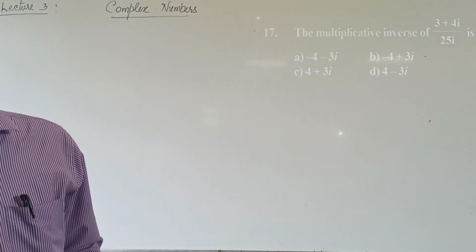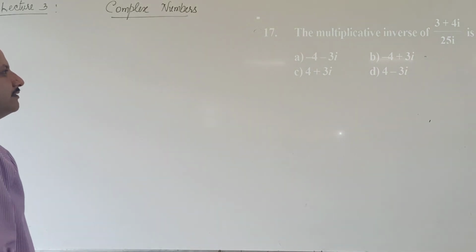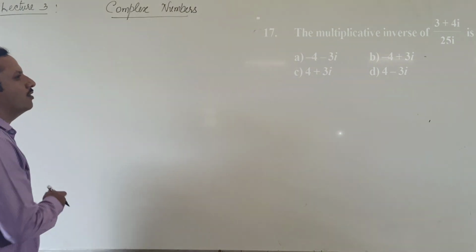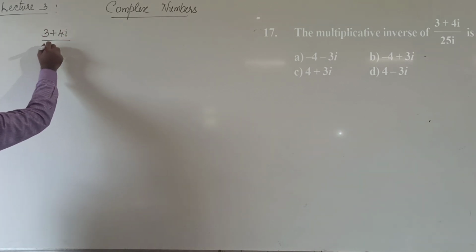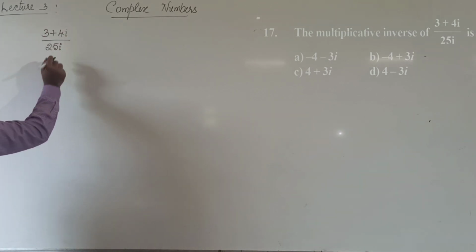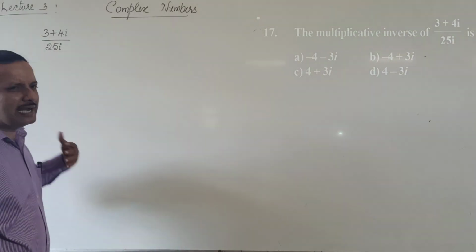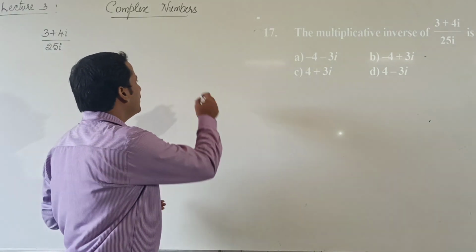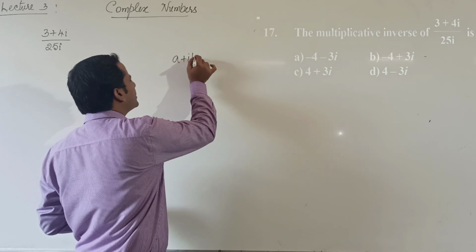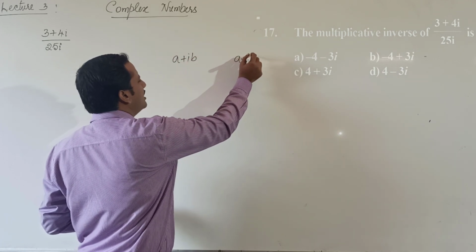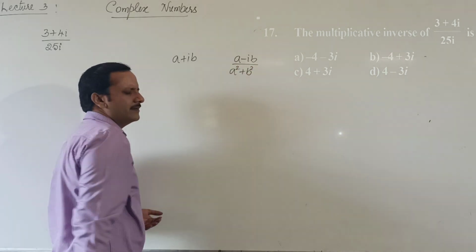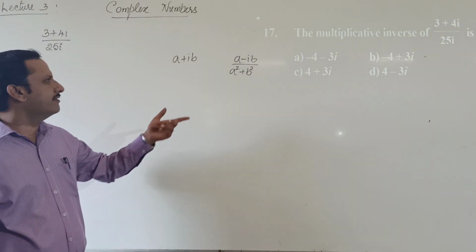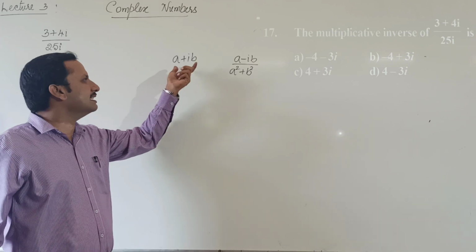Let's go to the next question now. The multiplicative inverse of 3 plus 4i divided by 25i. We want the multiplicative inverse. I gave you one formula. The multiplicative inverse of a plus ib is a minus ib divided by a square plus b square. Okay? In other words, this is nothing but the reciprocal of this.